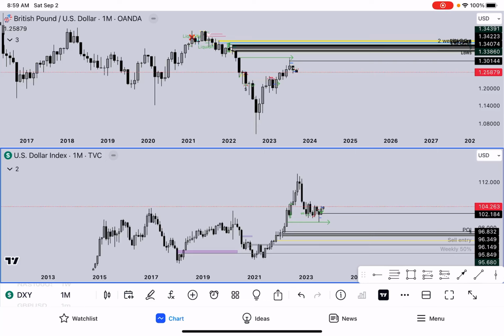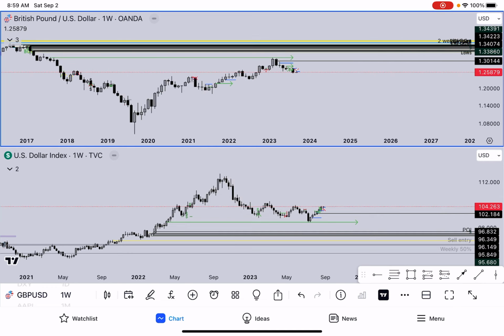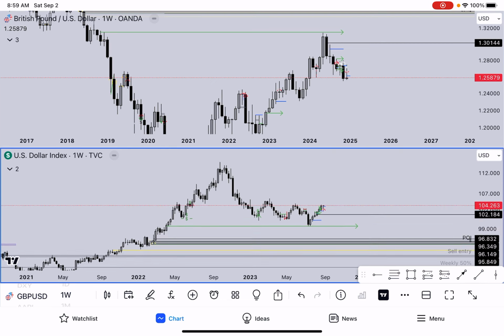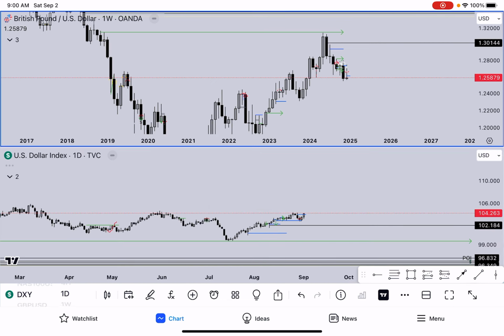Okay, so here we are on the DXY on the bottom and GBP USD on the top. Monthly time frame for both. So let's scale in. Let's go weekly for both. Daily.